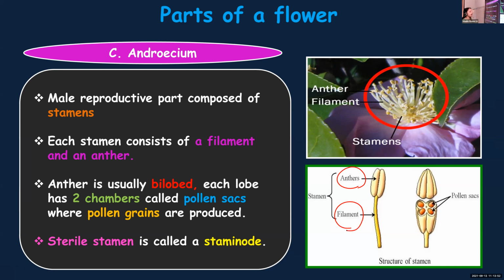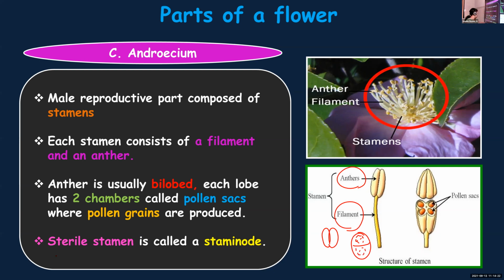Anther is usually bilobed. What you see here, these are the lobes. So usually they will be bilobed, 2 lobes, but the number of lobes can differ depending upon the flower. Inside each lobe, there will be 2 chambers, and these chambers are known as pollen sacs. Inside these pollen sacs, pollen grains will be present.